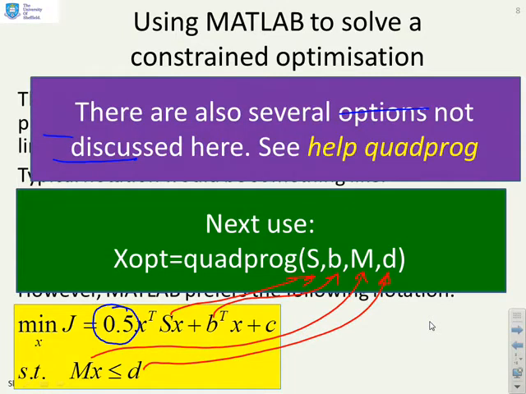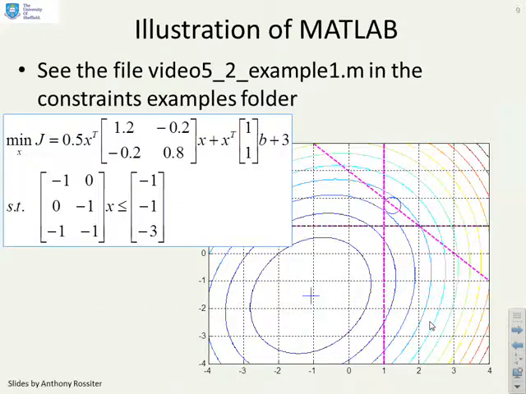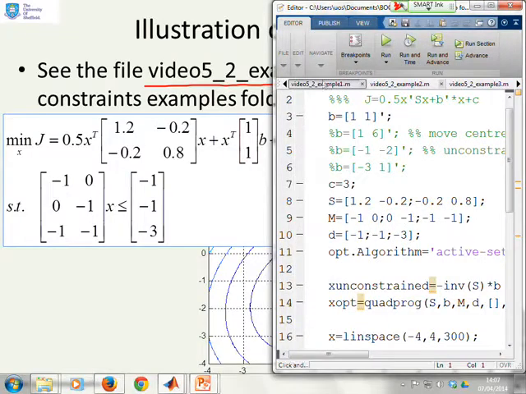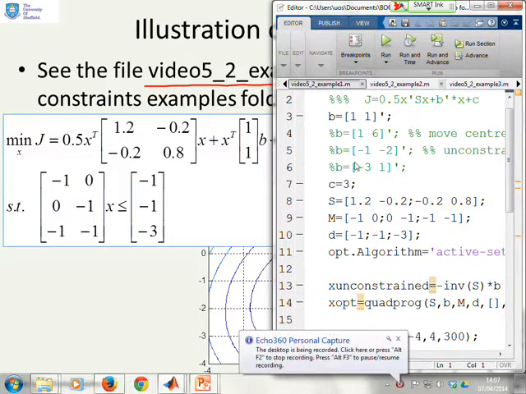Now there are also several other options within quadprog. I'm not going to go through those. I suggest you go help quadprog to understand what they are. Here's an example then of using quadprog, and you'll see it's in the file video 5_2_example1.m. So I'll just show you these files briefly, but I'm not going to run them. But you'll notice we've got a 5.2 example 1, a 5.2 example 2, and a 5.2 example 3. They define a B, and you see there's different B's here you can try. They define a C, an S, an M, and a D. Now obviously you can change these should you want.